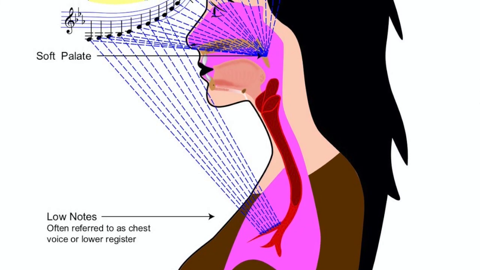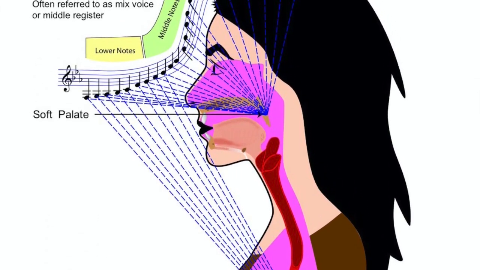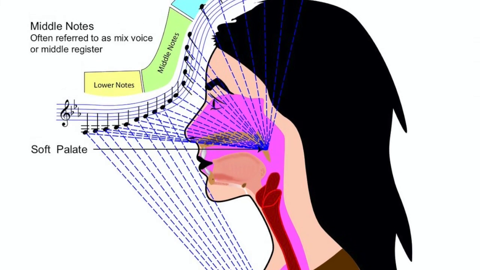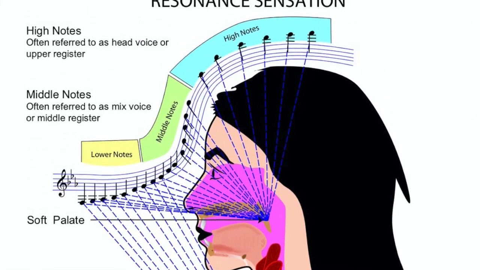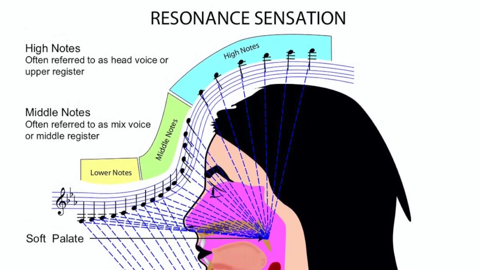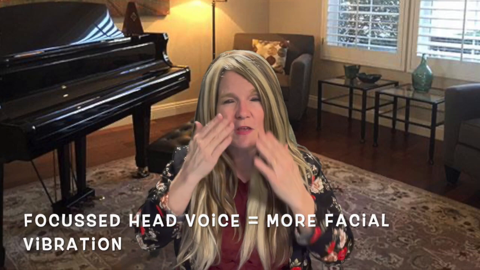Please refer to the picture, courtesy of Sing Like a Star, to see how we feel the resonance or the vibration in different parts of our body when we sing in different registers, or higher notes or lower notes. If you have a very focused head register, you'll feel a lot of vibration in your face actually. However, beginners don't tend to feel it in the surface of their face so much.